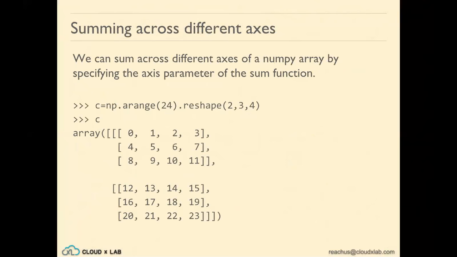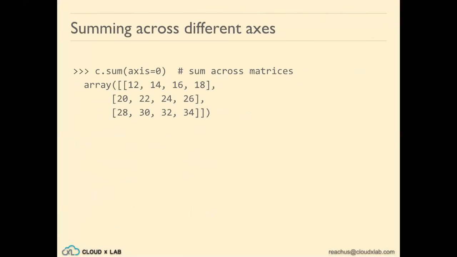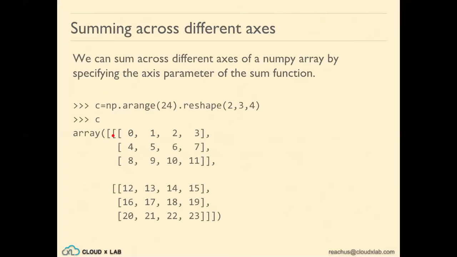We can sum across different axes of a NumPy array by specifying the axis parameter of the sum function. So for example, if you want to sum up on a particular axis, then we can sum up in this way. So here we are saying find the sum across the axis 0. Okay, so what's happening is this is a three-dimensional array, 2 by 3 by 4.